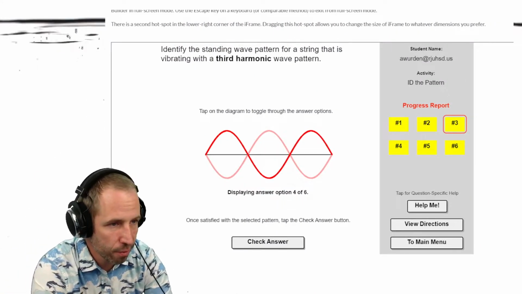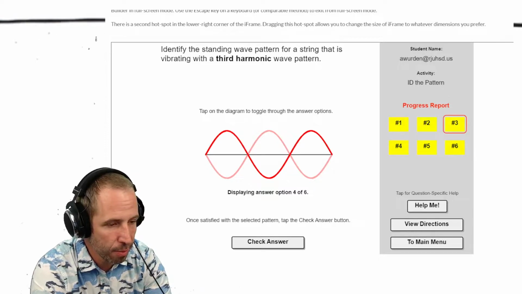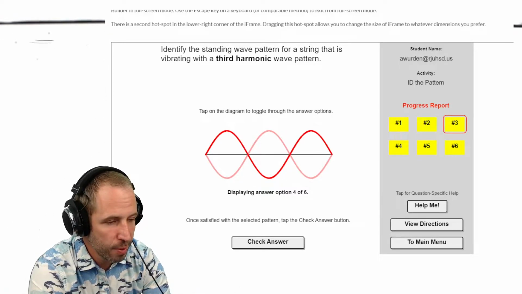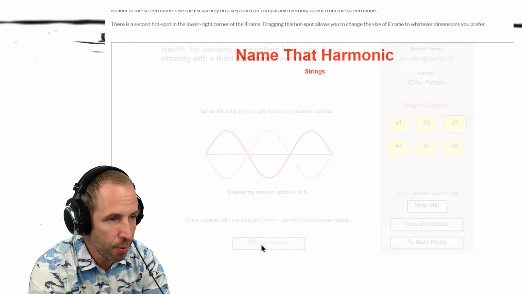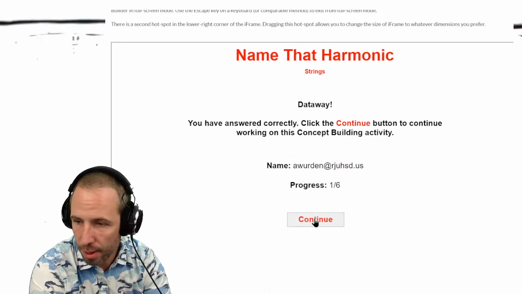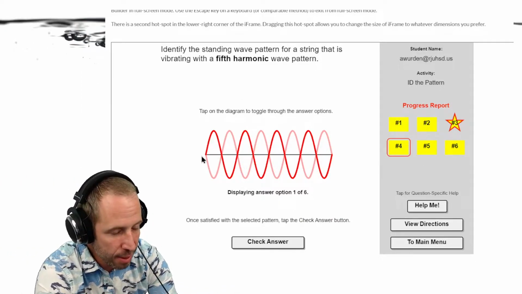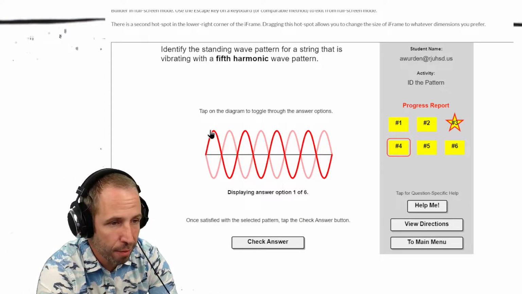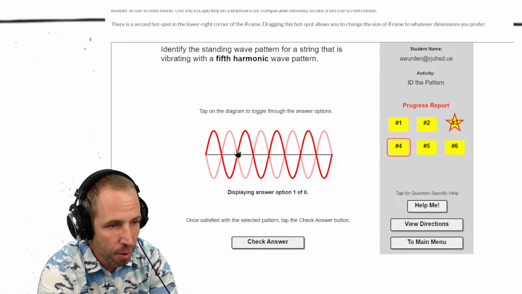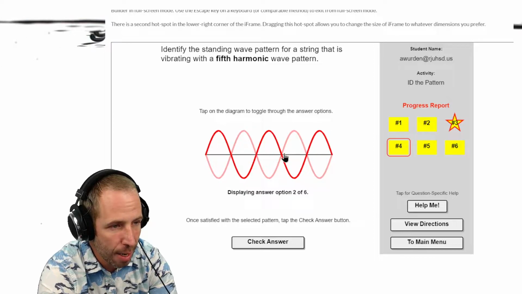And so we are good on this first one. Third harmonic is that third pattern. I'm going to start to speed run here for a sec. Now this time they're asking for a fifth harmonic, so what I'm expecting to see is 5/2 of a wavelength. There's a half, 1, 1.5, 2, 2.5. That would get us to 5. We should stop right about here. How's that? 1, 2, 3, 4, 5. Yep.